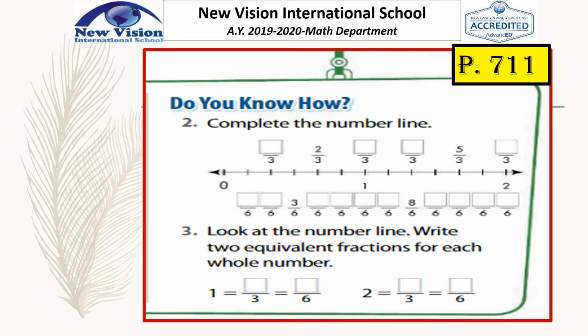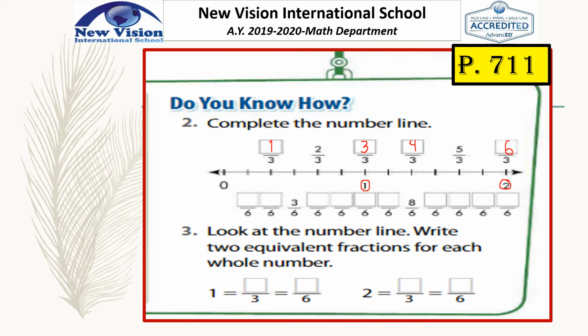Okay, so the first number or the first numerator is 1. Did you get it right? Good. After 1 is 2, then after 2 is 3. After 3 is 4. After 4 is 5. And after 5 is 6. Good job. Now, notice that you have here the wholes 1 and 2.